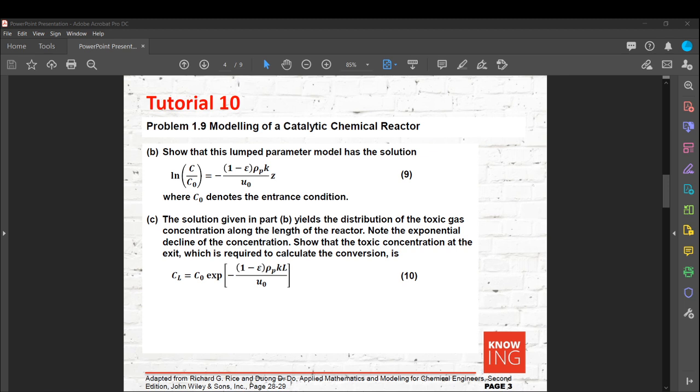Note the exponential decline of the concentration. Show that the toxic concentration at the exit, which is required to calculate the conversion, is this.